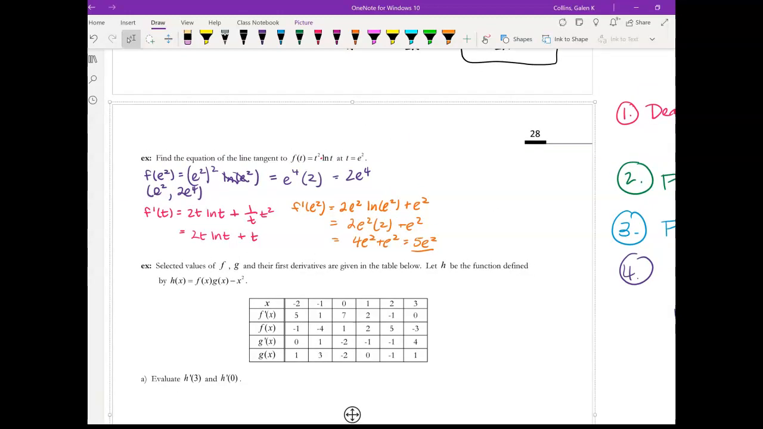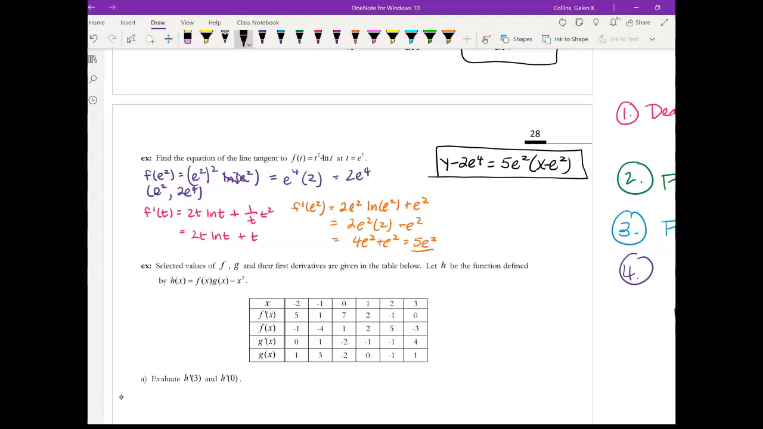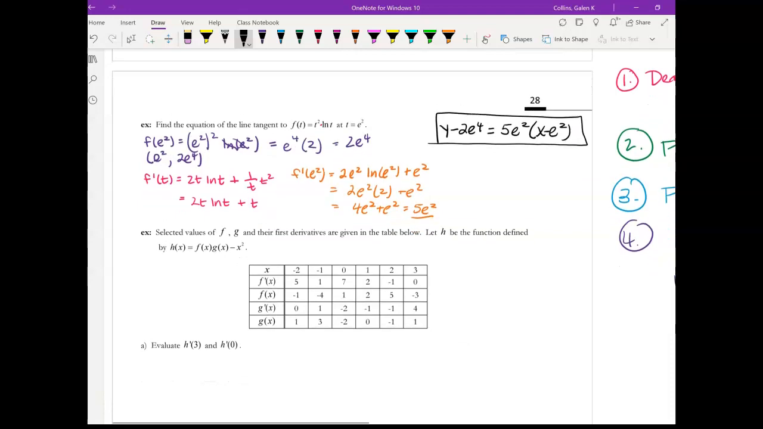All right, lastly, we're going to write the equation of that tangent line in point-slope form. So again, y minus y1 is y minus 2e to the fourth equals our slope, 5e squared, times x minus x1, so x minus e squared. And I would leave it that way. We don't need to do anything else. Leave it in point-slope form. Super helpful form of an equation.